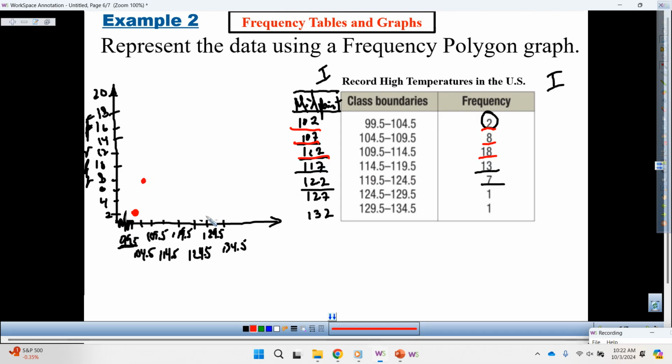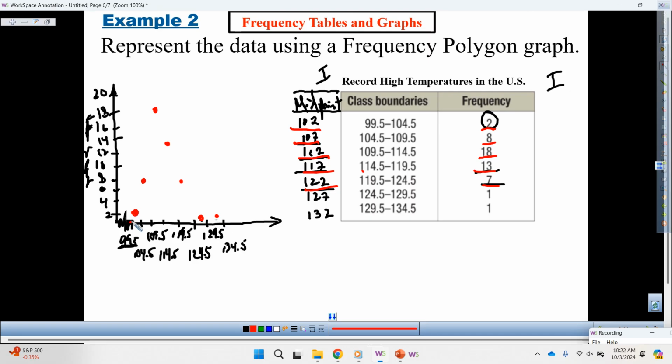112 to 18. 112 is in between these two to 18. 117 to 13. 117 is in between these two to 13. 122 to 7. 122 to 7. And then 1 and 1.